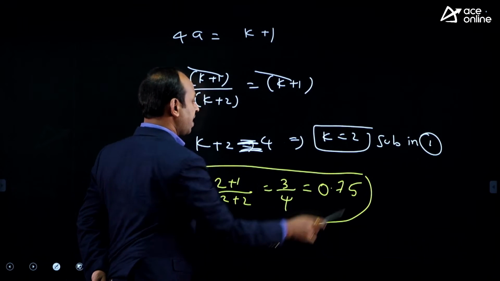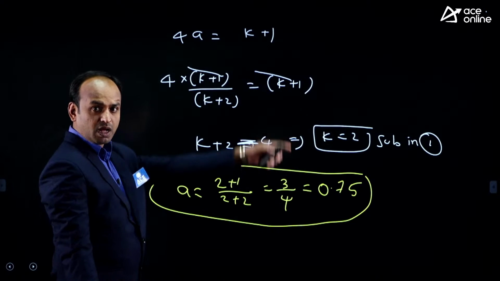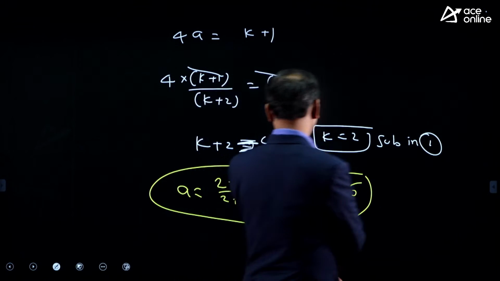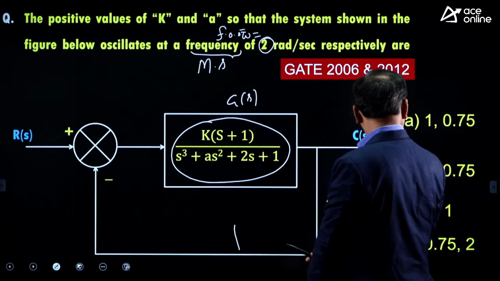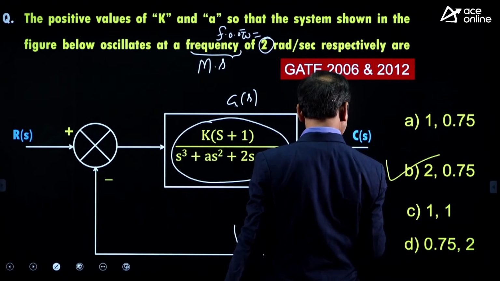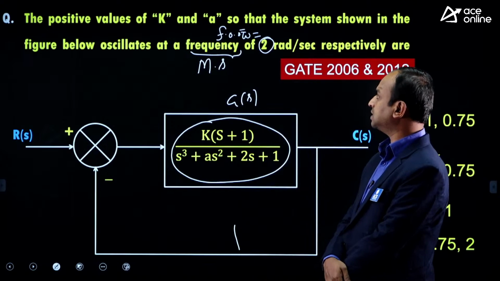So the K, A values are 2 comma 0.75 here. So what are the options here? 2 comma 0.75. Option B is the right answer here. Option B is the right answer.